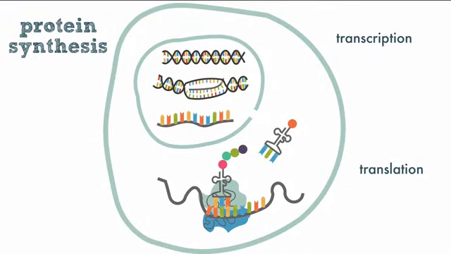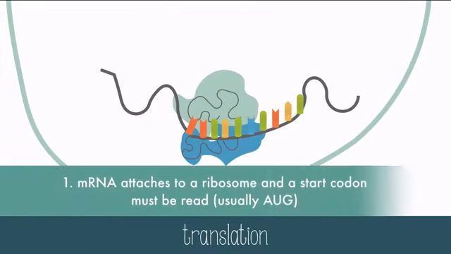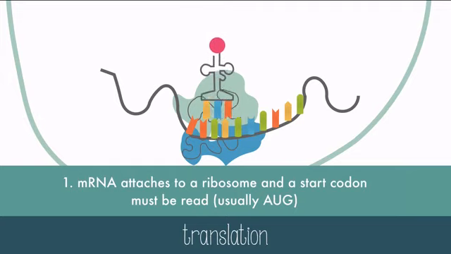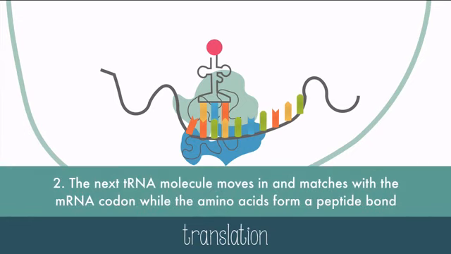Translation occurs in the cytoplasm of the cell wherever there's a ribosome. To get translation started, mRNA attaches to a ribosome, and a start codon must be read. It's usually AUG, and I remember that school starts in August, and that helps me remember AUG. The first amino acid is brought in by tRNA. The anticodon on tRNA matches up to the codon on mRNA.